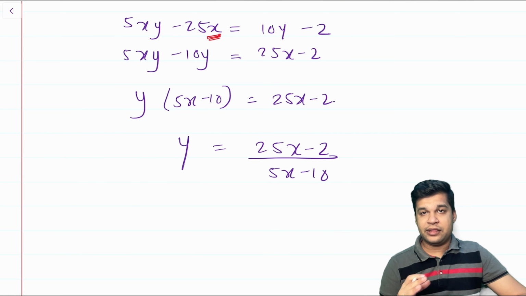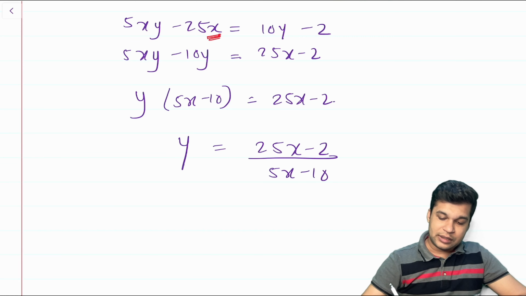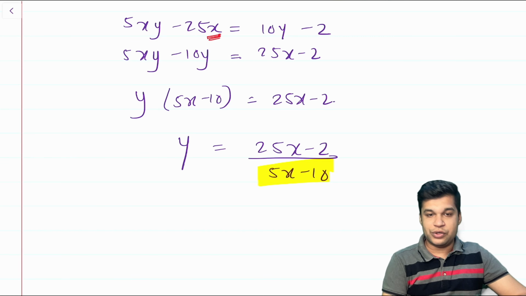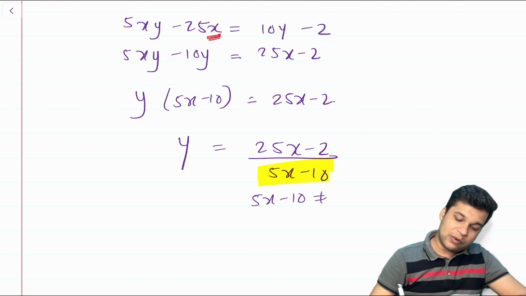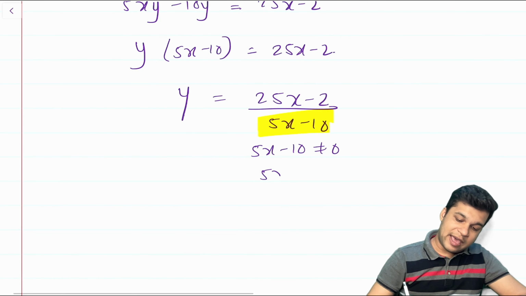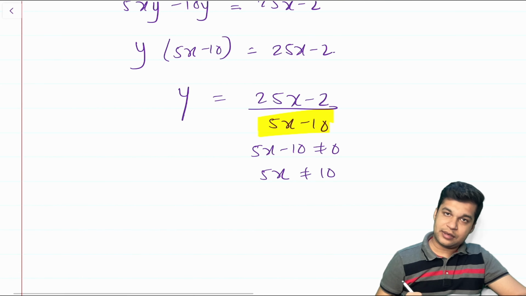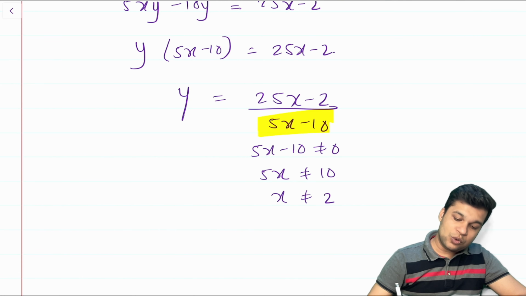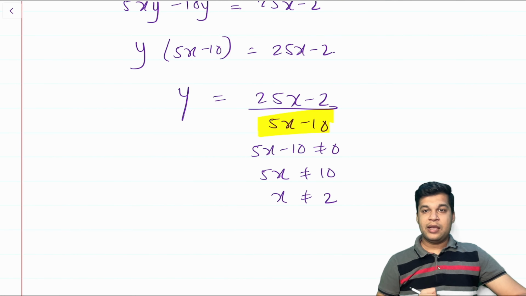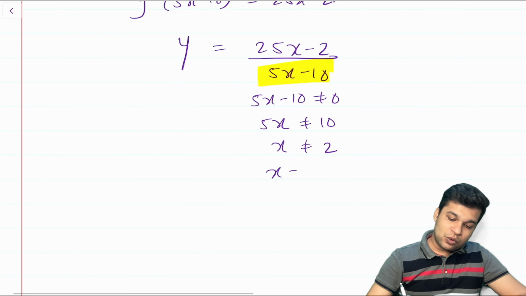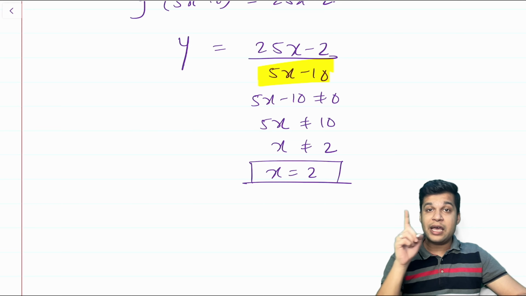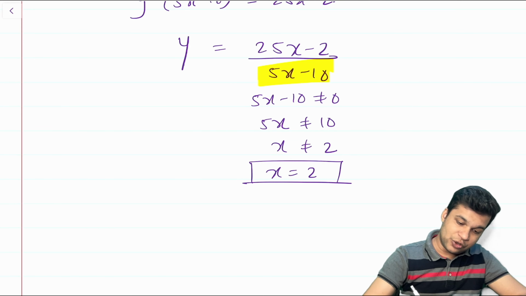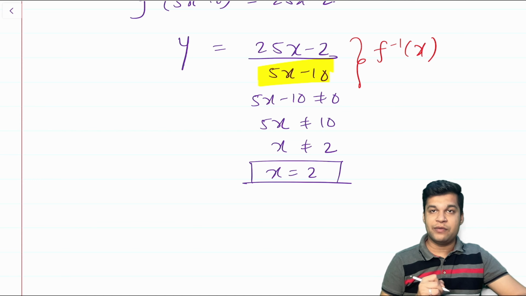Okay. Now again, the denominator can never be equal to 0, which means 5x minus 10 can never be equal to 0. So 5x can never be equal to 10. So x can never be equal to 2. 10 divided by 5 is 2. So x equal to 2 is again an asymptote, but for the inverse function. This is your f inverse of x.